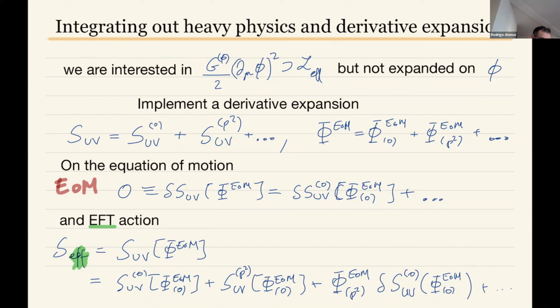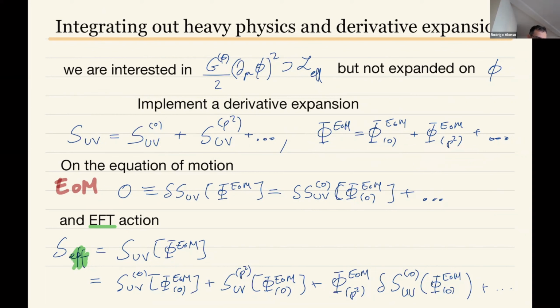So we implement an expansion on momenta only, and we say that the ultraviolet action has a component that does not depend on momenta at all. This will be the potential. Then a component that has two derivatives, momentum squared, and the same goes for the solution to the equations of motion that starts at zero order, then some p squared term.